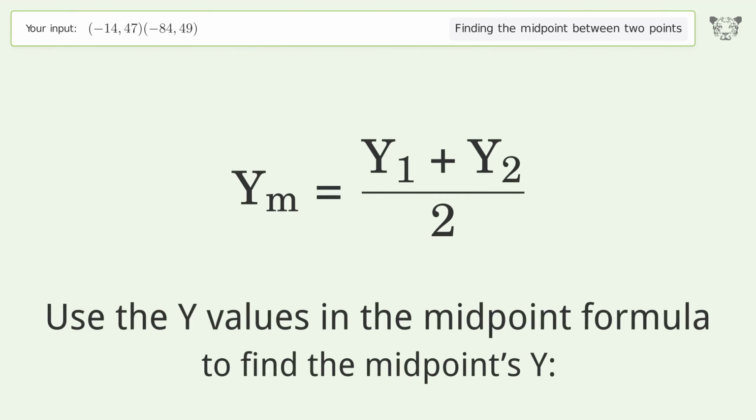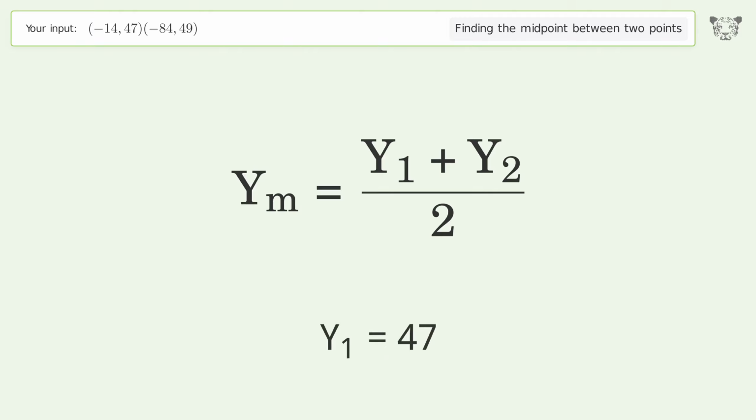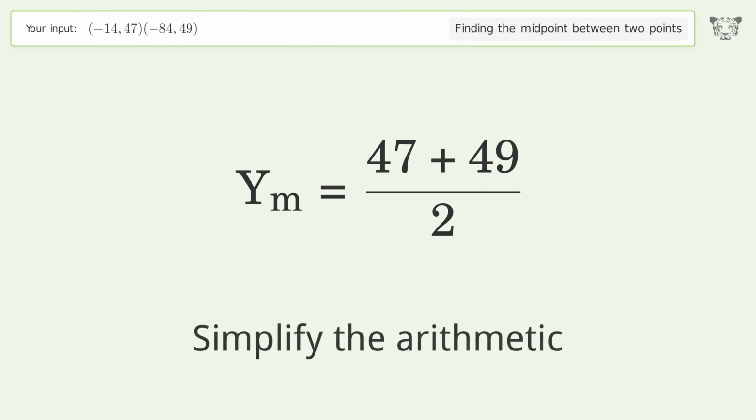Use the y values in the midpoint formula to find the midpoint's y. y1 equals 47. y2 equals 49. Simplify the arithmetic.